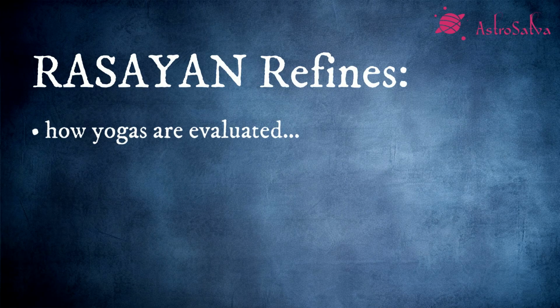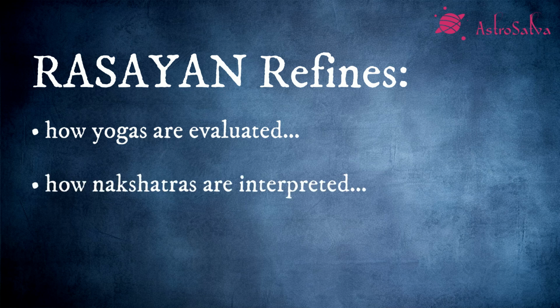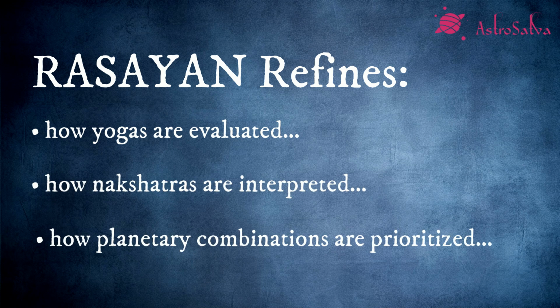Rasayan begins exactly here. Rasayan is not about discovering new yogas. Rasayan does not invent yogas. It does not modify classical nakshatras. It does something more subtle and more difficult. It refines how yogas are evaluated, how nakshatras are interpreted, how planetary combinations are prioritized. Rasayan asks which yogas are functionally relevant in this life context. And when we say yogas, we mean which combinations, correct? Not every yoga produces results. Not every nakshatra promise manifests. Rasayan filters signal from noise.